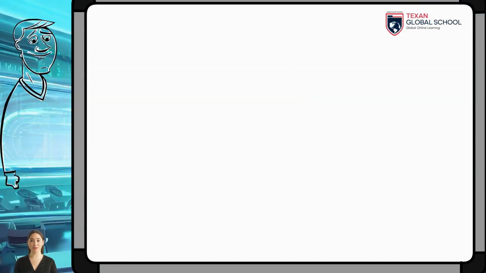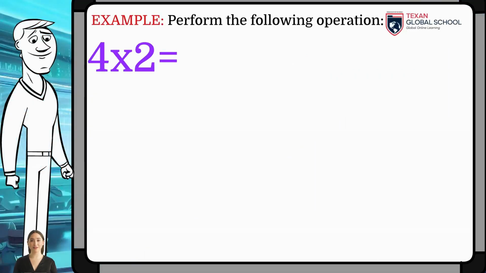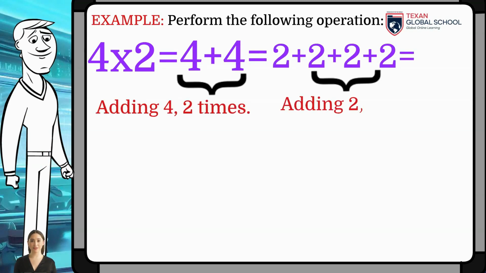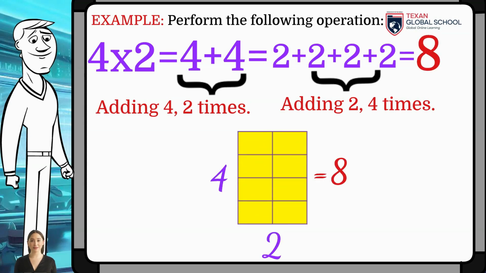If we now multiply 4 by 2, this means that we add 4 2 times, or we add 2 4 times. Therefore, 4 times 2 is 8. The model represents 4 rows by 2 columns, thus having 8 squares or 8 ones. Hence, we conclude that 4 times 2 is 8.